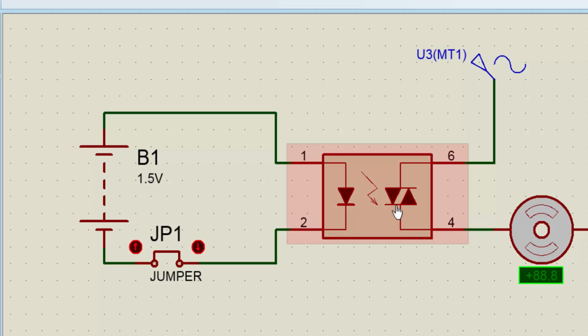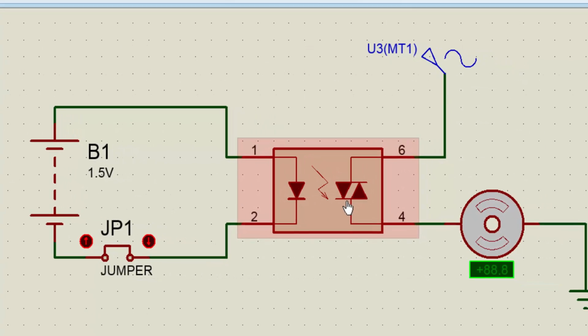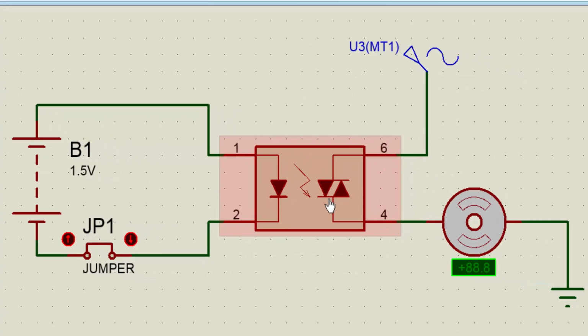But in an SSR there are diac, triac, SCR. That means it can be designed for DC circuits, or it can be designed for AC circuits. It drives power loads. So the power load, the power drive circuit, is totally isolated from the input drive circuit, like an optocoupler.